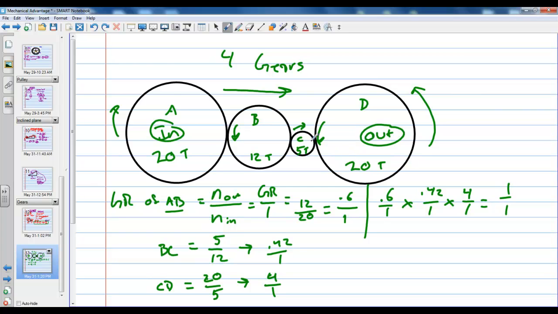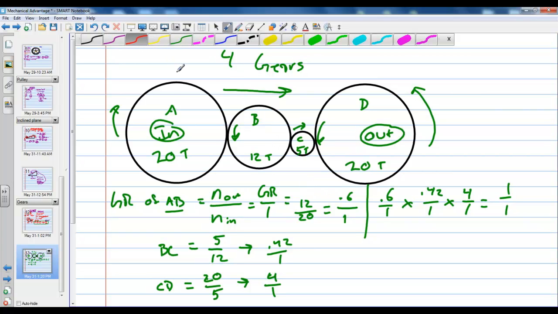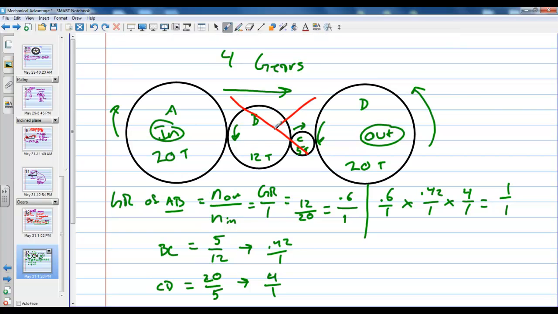But I could have also done another trick with this, and that little trick would be to completely ignore, let's see, because we're in a simple gear train, everything in between the input and the output is totally irrelevant. So if I completely ignore all of these, then I can do that.